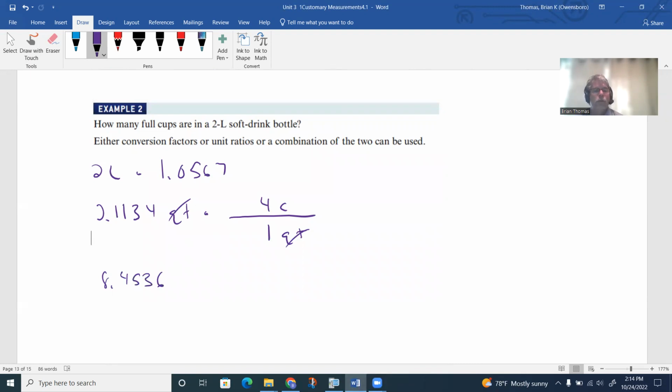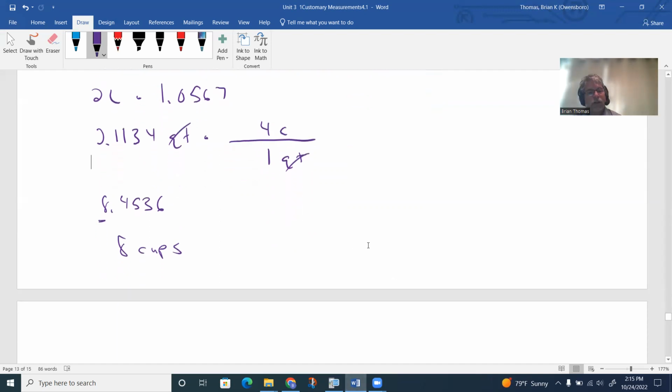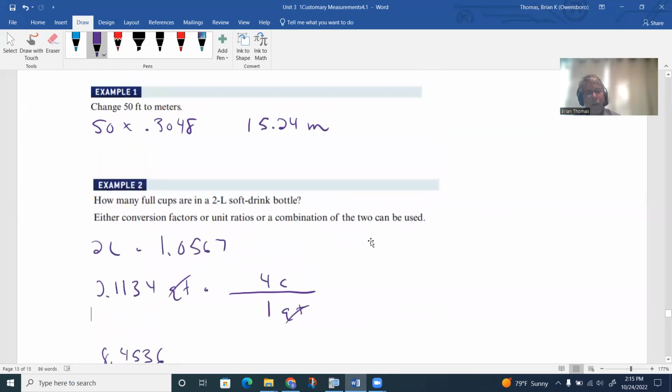So how many full cups? When I round, I can't round up because I'm talking about full cups. I can't have what I don't have. So we have to use just the 8. This becomes 8 cups. So 2 liters gives me 8 cups. That makes sense if you think about it. If I have a 2-liter bottle and I pour that out, 8 cups sounds reasonable.